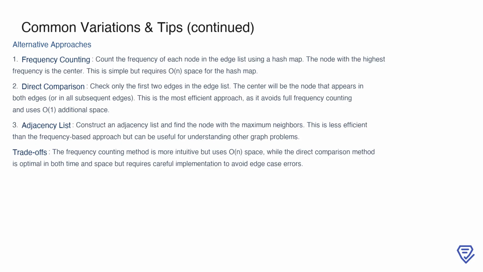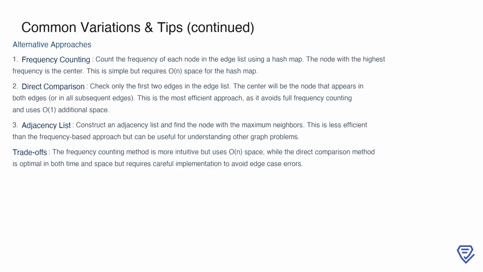One method is frequency counting, where you use a hash map to count how often each node appears in the edge list. The node with the highest frequency is the center. This approach is straightforward but requires O(n) space for the hash map. A more efficient method is direct comparison, which involves checking only the first two edges in the edge list. The center node will be the one that appears in both edges or, more generally, in all subsequent edges.